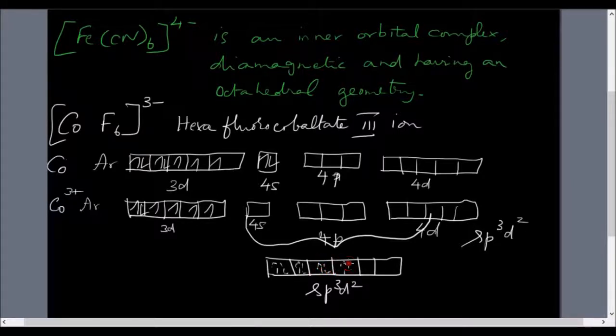So what are the details that you can write about this complex ion now? It is an outer orbital complex. Then you know it is paramagnetic.